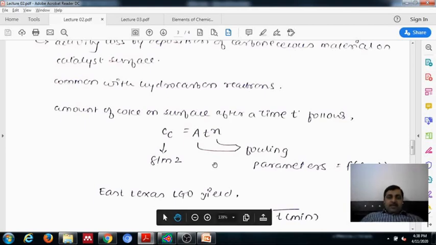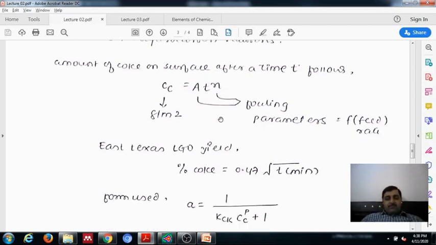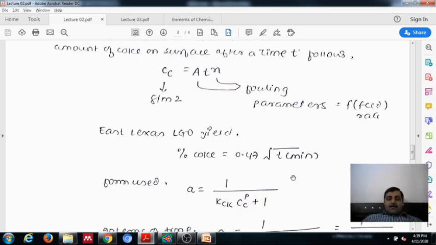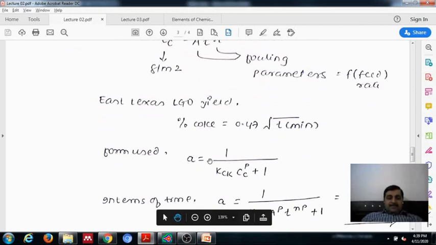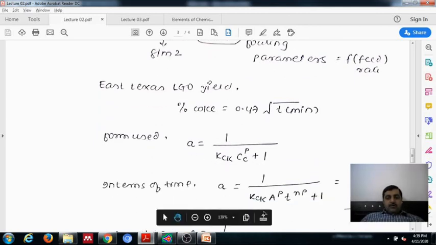Now, these expressions are given by different companies with their experiences in dealing with coking and finding out these parameters. East Texas oil field has given that the percentage of coke can directly be found out by simply multiplying 0.47 with the root of time to which it has been exposed. Another form for activity of a catalyst is given by 1 upon rate constant of coke formation into amount of coke raised to power p plus 1. If you sort this out using our previous expression of amount of coke and accumulate the constants, what you end up with is 1 plus k dash t raised to power m.